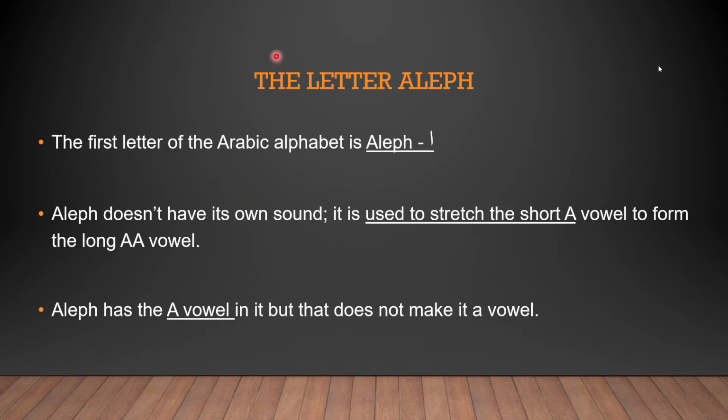So today we'll be talking about the Arabic alphabet Alif. Alif is this long straight line that goes downwards. Now we should know about the sounds of the alphabet.